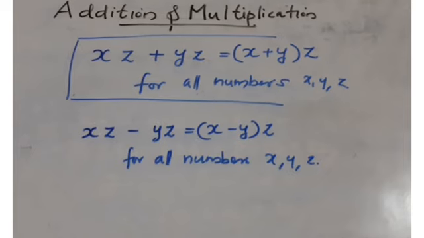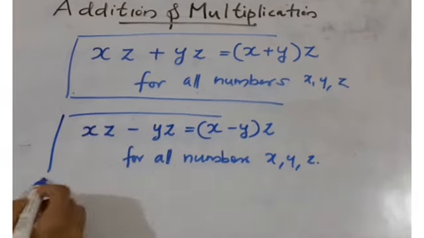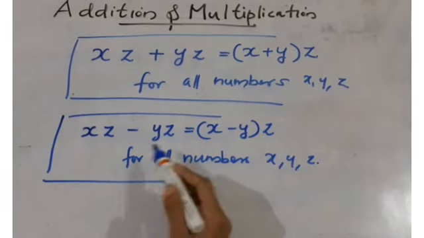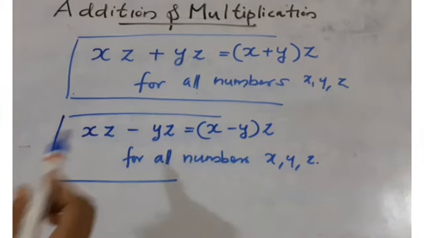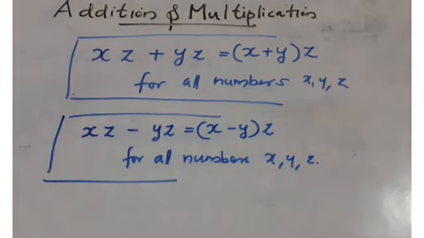So in the case of subtraction, this is the equation, okay? xz minus yz equal to x minus y into z. If you give some numbers for x, y and z like we did previously, you can see the answer will be the same in the left hand side and right hand side. So this equation is also true for all numbers x, y, z.